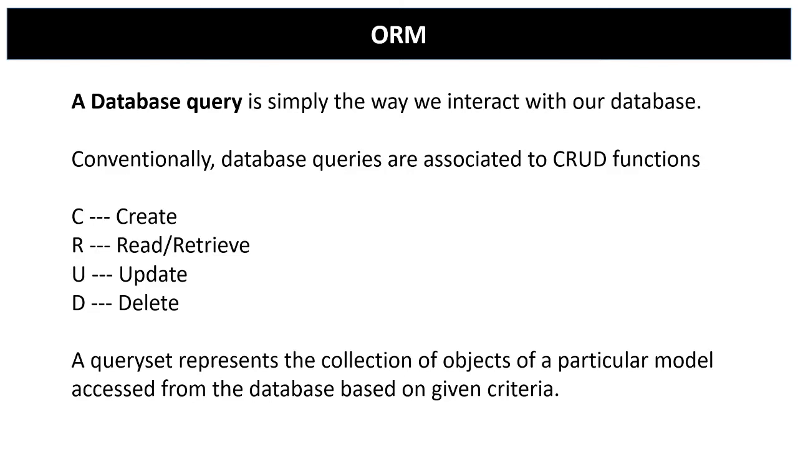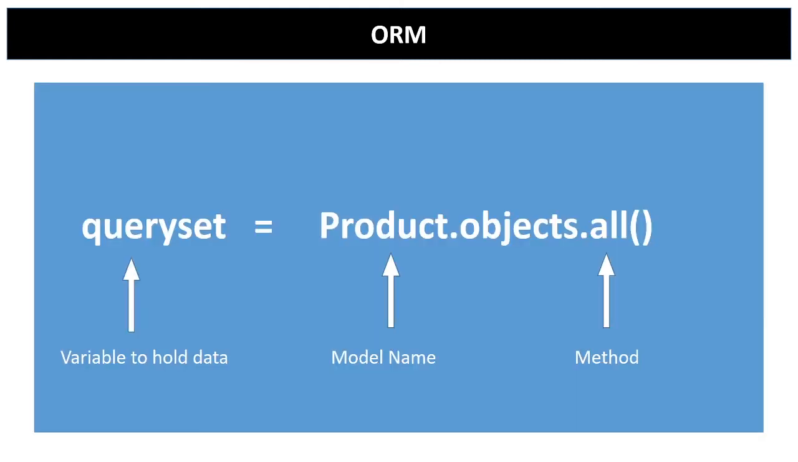And this is what we are going to implement as far as database interactions are concerned. In most cases, we are going to write a query set. A query set represents the collection of objects of a particular model accessed from the database based on given criteria. We are going to see some of these things very soon. By using the ORM, we can declare a variable. This variable is normally going to be the query set, the variable to hold data, what you want to collect from the database.